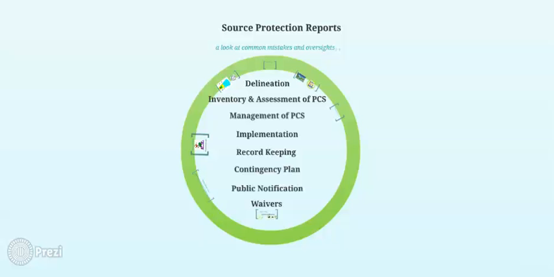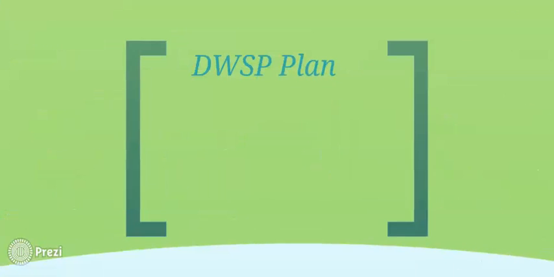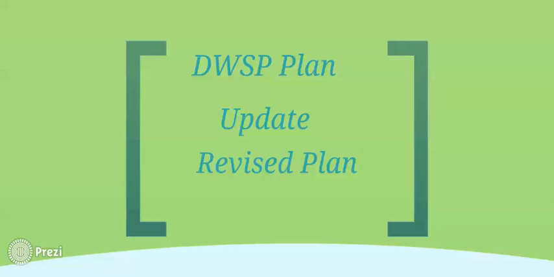For source protection, we receive 4 different types of plans. The Drinking Water Source Protection Plan, an updated source protection plan, a revised source protection plan, and the preliminary evaluation report.